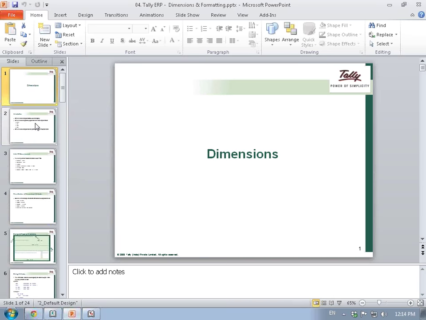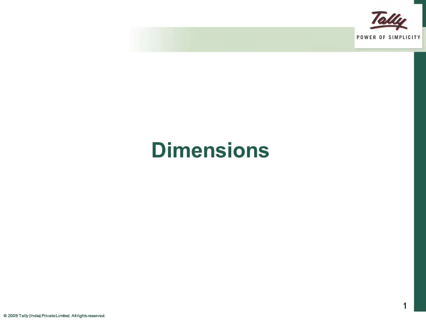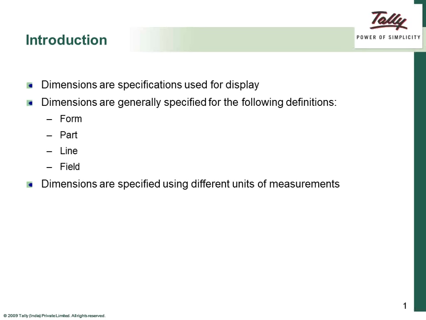And coming to dimensions, what is a dimension? Dimensions are specifications that are used for displaying or printing your report, and they are specified at form, part, line and field. Report does not have a dimension because it is going to cover your screen 100%.